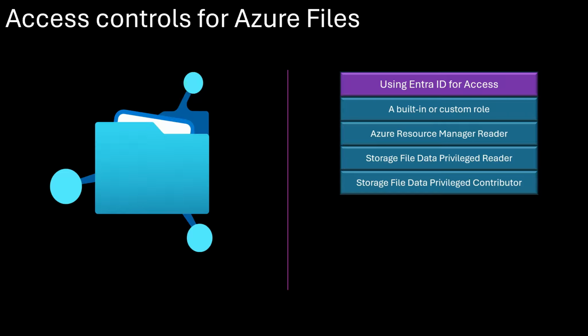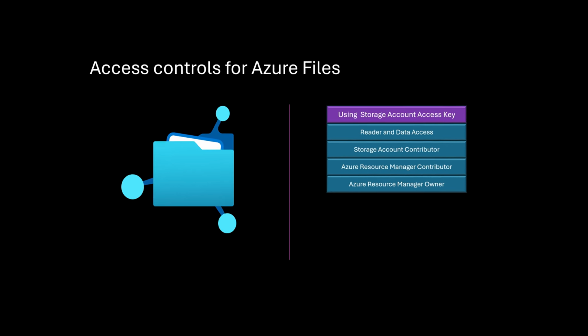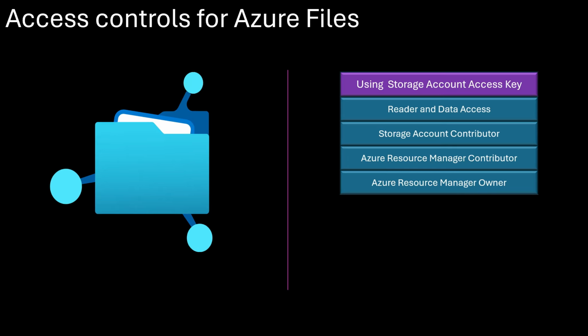If you don't have the necessary role, you will see an error message when attempting to access files using Microsoft Entra authentication. Another way to access Azure file is by using the storage account access key. To do this, you need a role that includes list key action. The built-in roles that provide this permission include reader and data access, storage account contributor RBAC role, Azure Resource Manager contributor role, and Azure Resource Manager owner role.